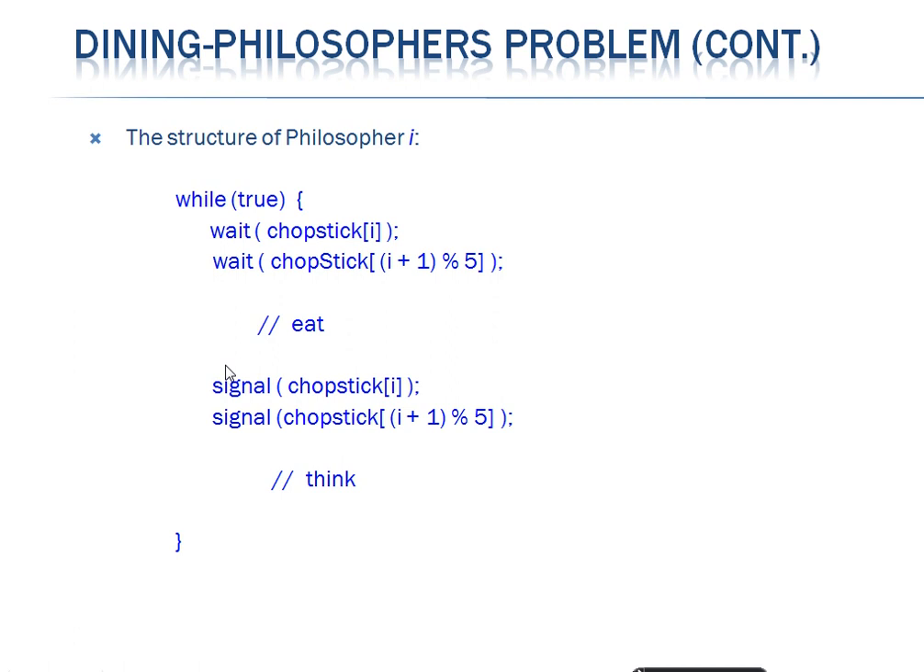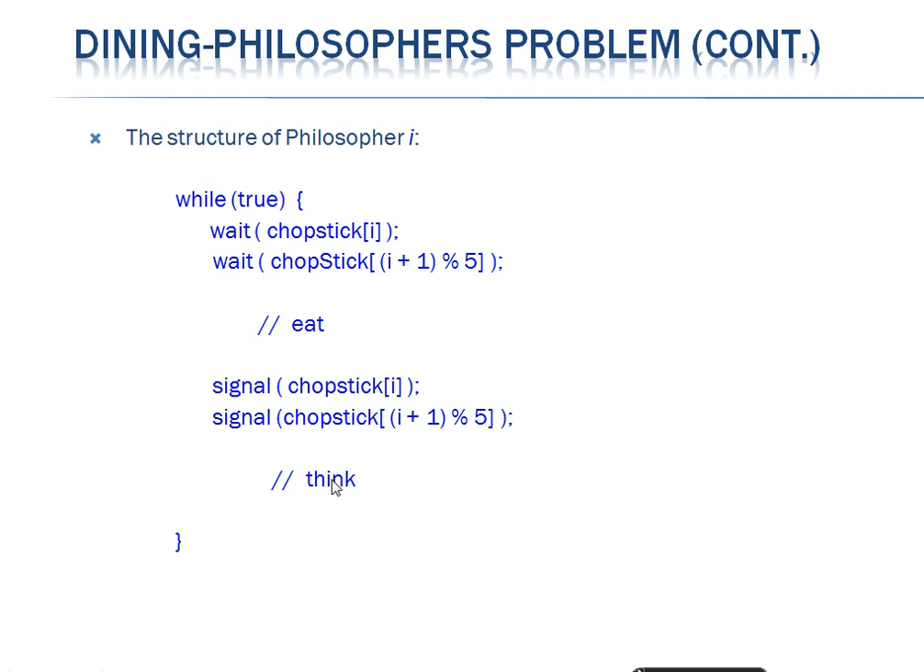Then after eating it will put down the chopsticks. Putting down the chopsticks means it is releasing them. A chopstick can be released as soon as the signal over the chopstick is invoked. Hence, it will continue thinking.